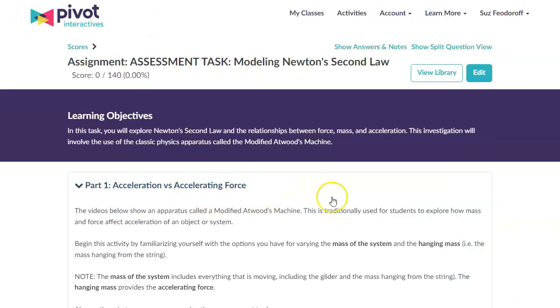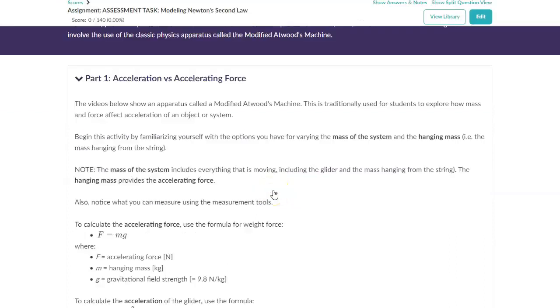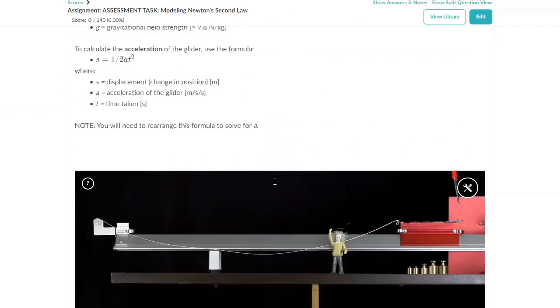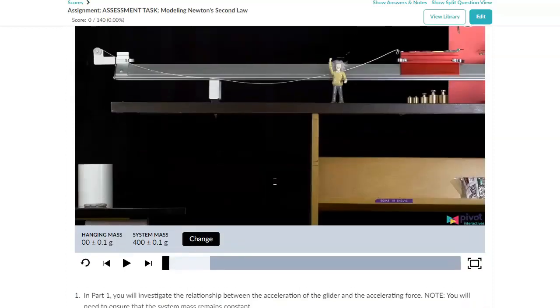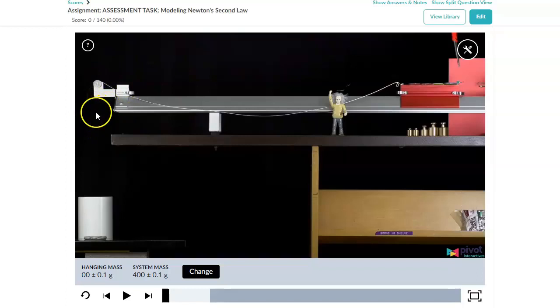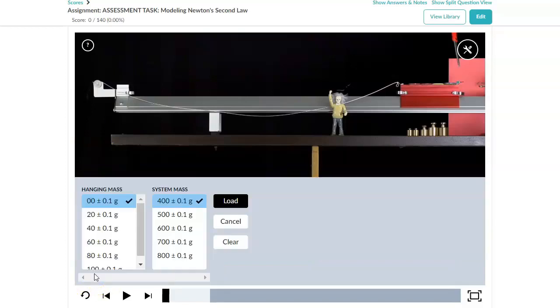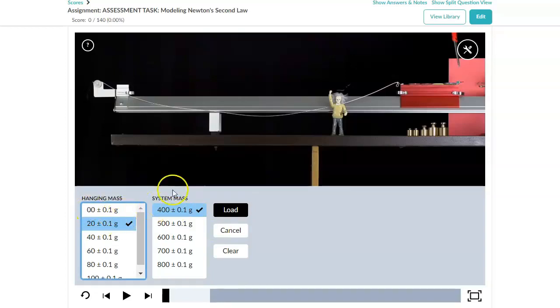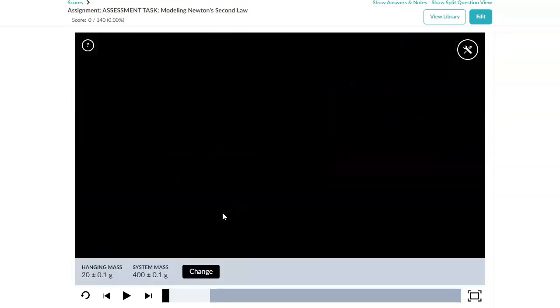Okay, so to part A, acceleration versus force, or the accelerating force. Before we go into that, let's just have a look at the experimental setup. We have a glider on a frictionless track. It's connected to a string which is connected to a mass which will apply a downward force, and it's called the hanging mass. At the moment there's nothing on it, so if I change that and make it 20 grams downwards, and I'll leave the system mass at 400.